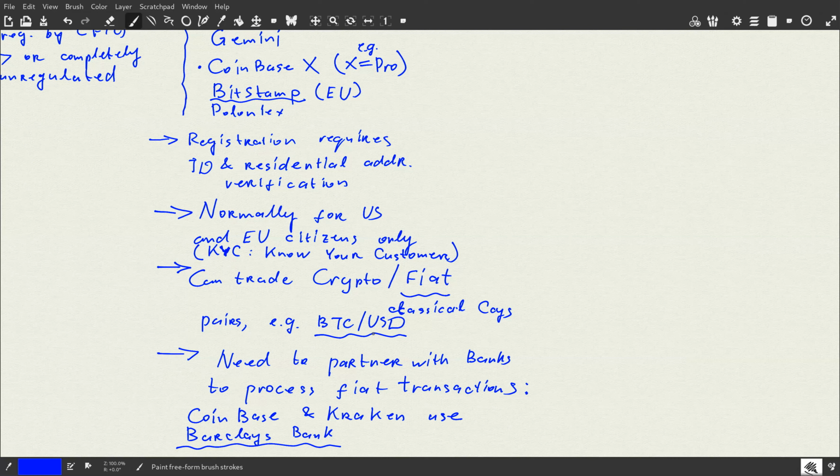Then it is a very big problem for such a newcomer, a non-American, non-European Union exchange, of how to process fiat payments in USD or Euro. Because what happens is that most banks refuse to work with such an exchange, if they detect that you opened a bank account actually to settle crypto transactions.